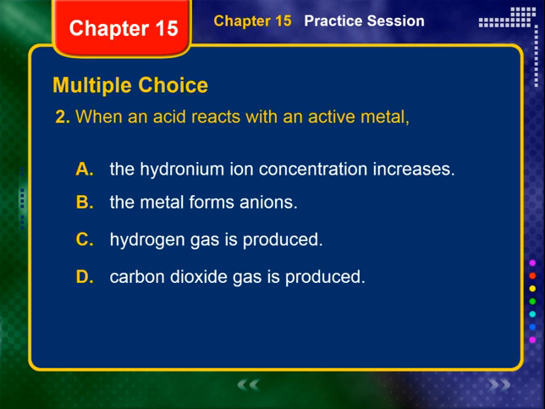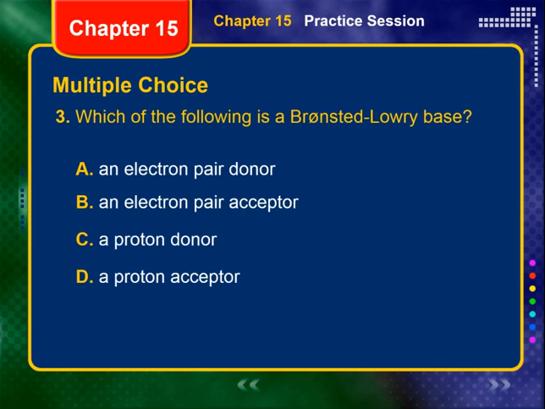When an acid reacts with an active metal, remember, highly active, hydrogen gas is produced, right? And not all acids, just some acids with highly active metals, right at the top of the activity series. Hydrogen gas will be produced.